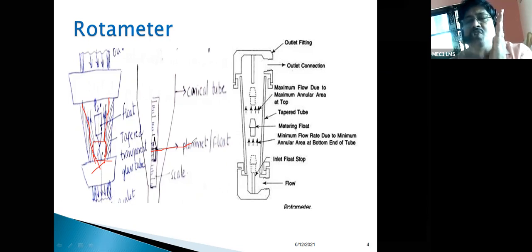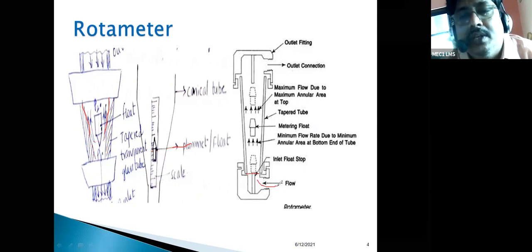When the flow changes, automatically this float rises up, due to the variation of the pressure flow. Wherever the float is stable, we take down the reading on the scale marked on the transparent glass tube. According to that, we note down the measurement of flow of a liquid, maybe water or some other. This is the inlet, and this is the minimum flow.